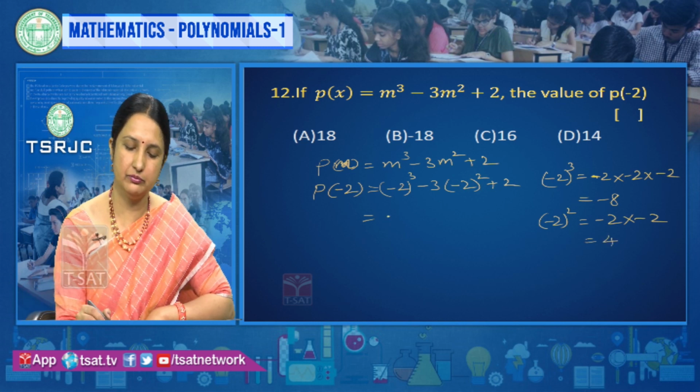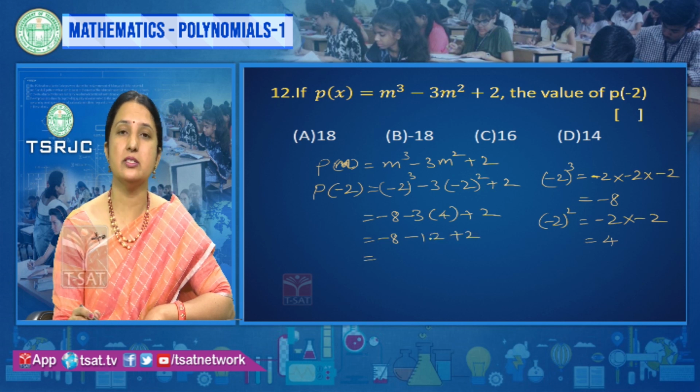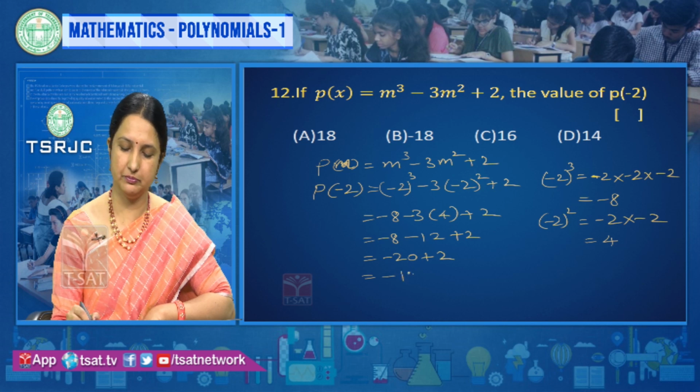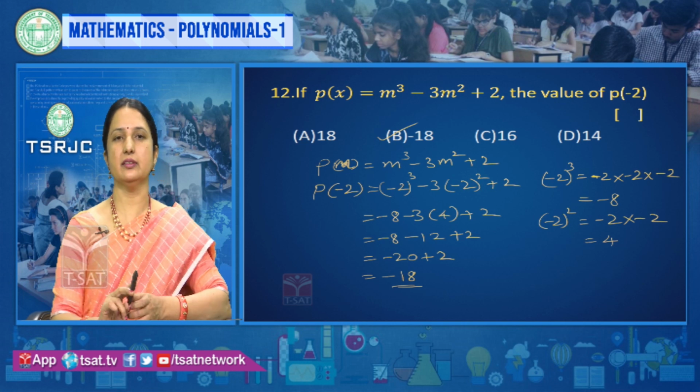So right here, minus 8 minus 3 into 4 plus 2. What will we get? Minus 8, minus into plus is minus, 3 4s are 12, plus 2. So minus 8 minus 12 is how much? Minus 20 plus 2. That is minus 18 only. So option B is the correct one.